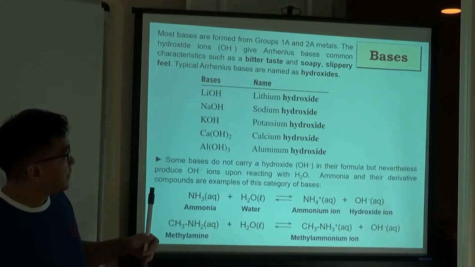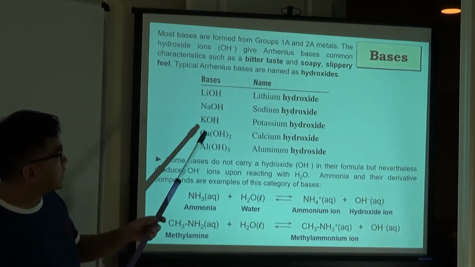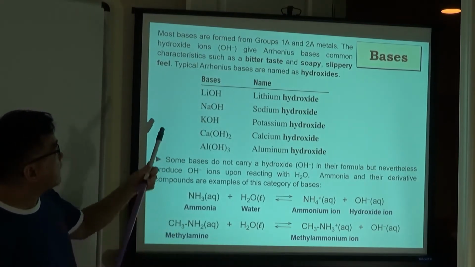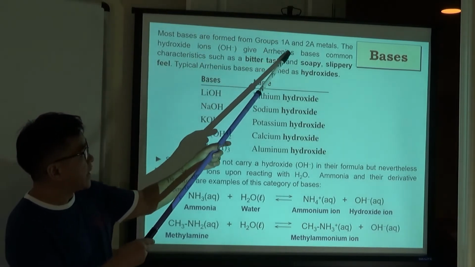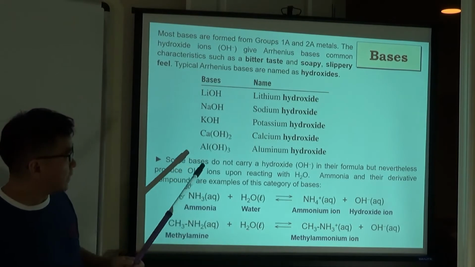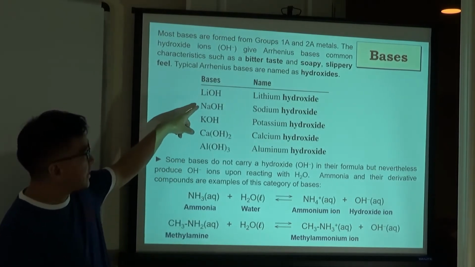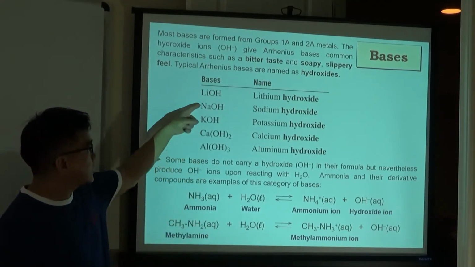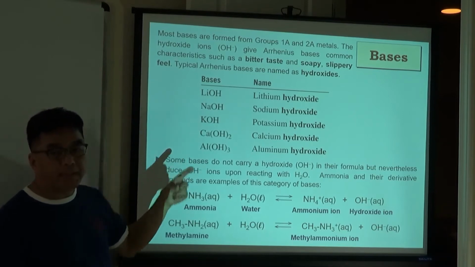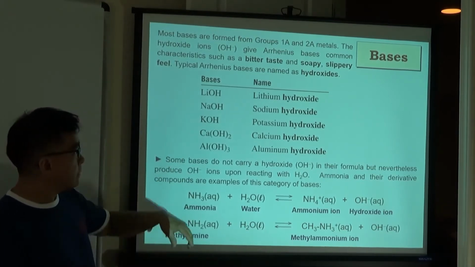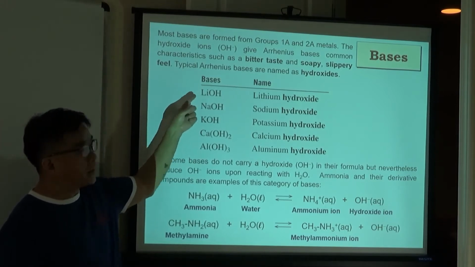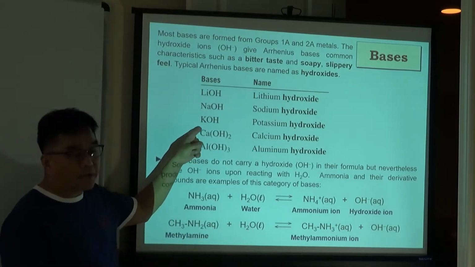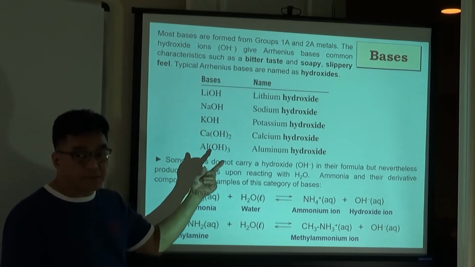Now, the naming of bases. Bases usually contain hydroxide according to the Arrhenius definition. And then most bases are formed from group 1A and 2A metals. Okay, so for example, lithium hydroxide, sodium, potassium. So lithium, sodium, potassium are group 1A. Sodium and potassium are the most common ones that you encounter in a chemistry laboratory. Lithium hydroxide is not very common because it is very expensive. And then if you go down group 1A, there is cesium hydroxide and francium hydroxide also.